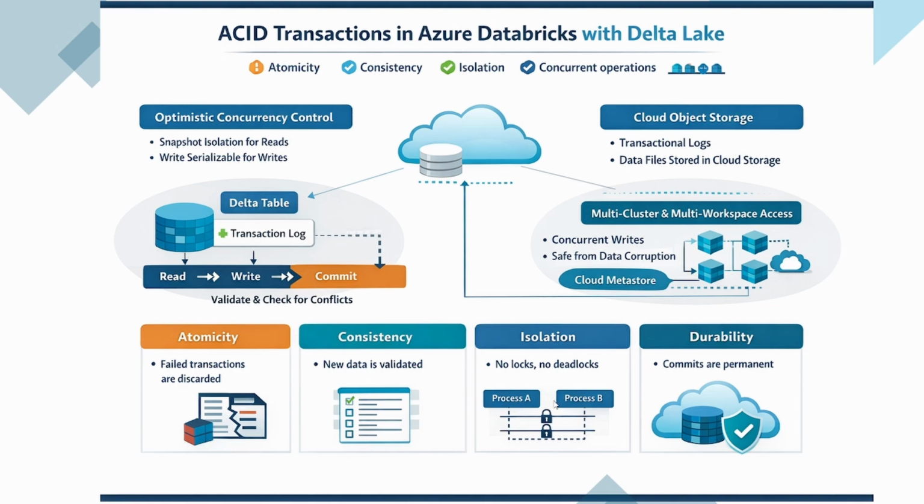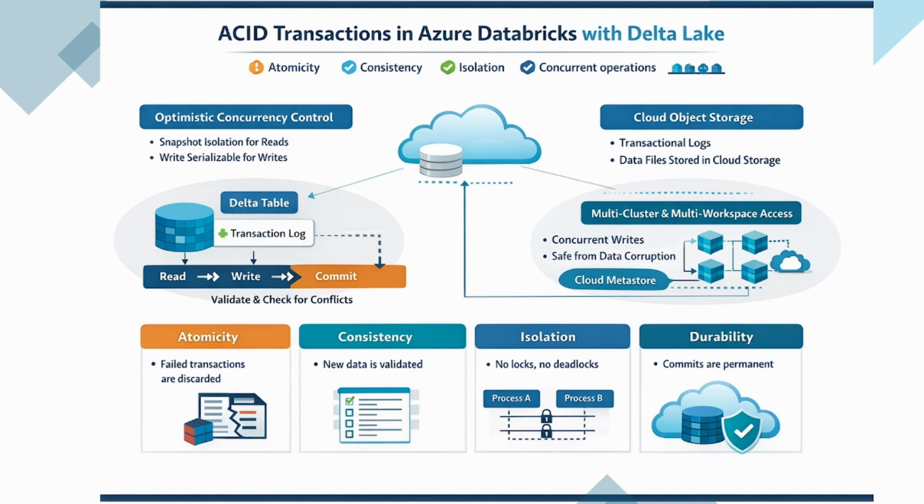Now, isolation. This is where it gets interesting. Let's say two people are writing to the same table at the same time. Could be chaos, right? Delta Lake uses what's called write serializable isolation. Long story short, it means your writes don't step on each other's toes. And for reads, it uses snapshot isolation. So you're always seeing a consistent view of your data, even if someone else is making changes in the background. Pretty neat.